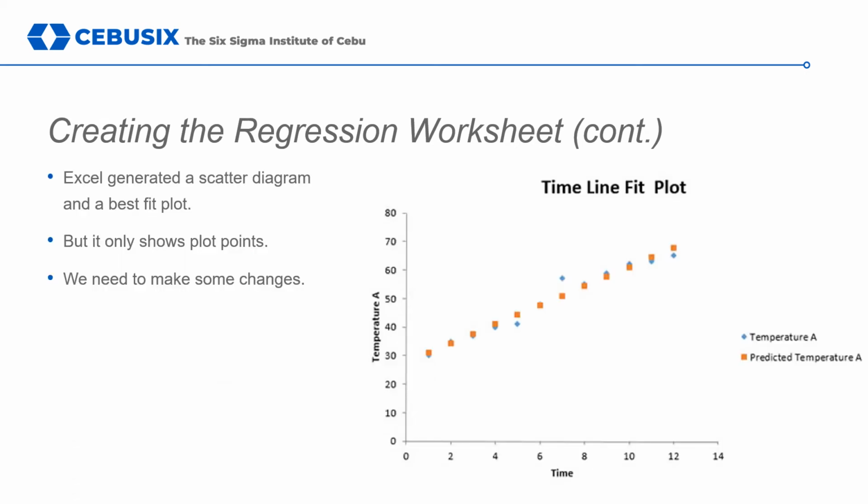Because you selected the Line Fit Plots box when creating your regression analysis, Excel has also generated a scatter diagram and a best fit plot. The chart shows all of the actual data points in blue and predicted data points along a best fit line in orange. Those data points are calculated by Excel using a formula created from the data. You can display the formula by making design changes to the graph.